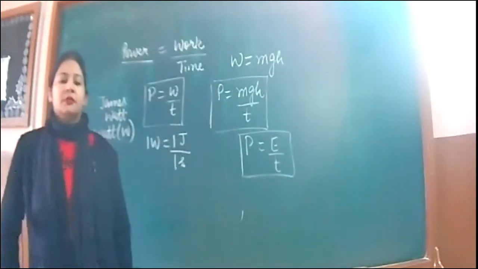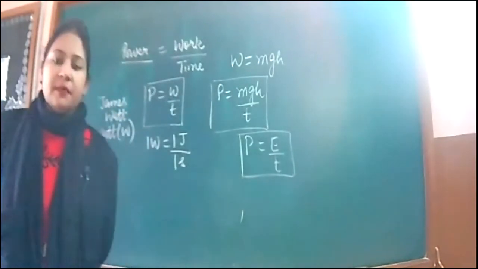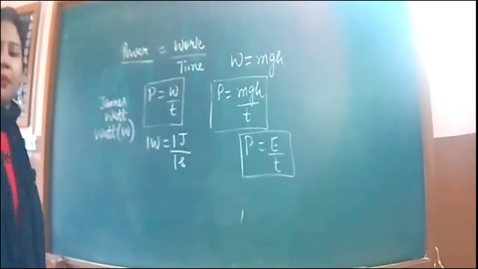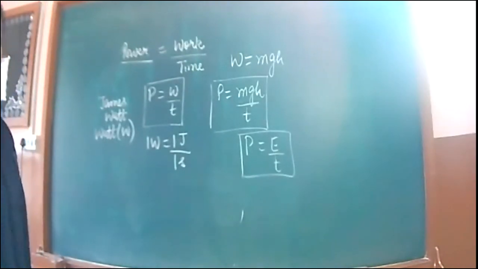1 watt is the power of a device that performs 1 joule of work in 1 second.